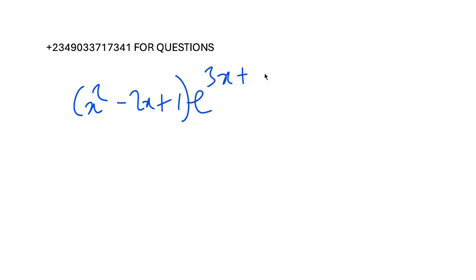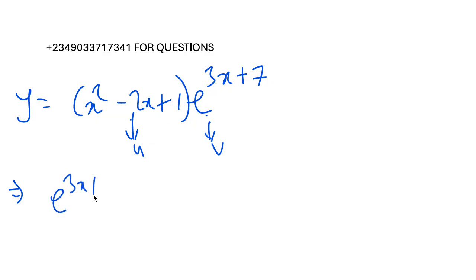If you are given this, (s squared minus 2s plus 1) times e raised to power 3s plus 7, this is the question. This involves two functions. This is product rule you will use. Do you understand? So what does product rule say? v du, where v is e raised to power 3s plus 7.